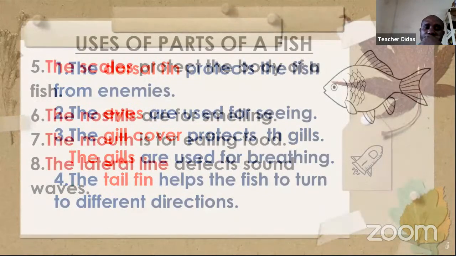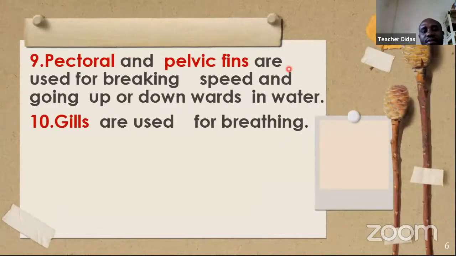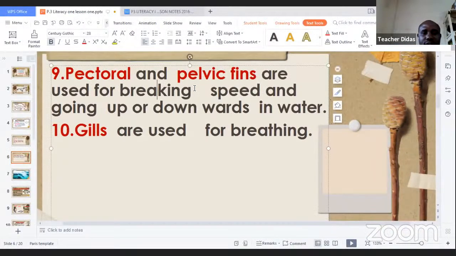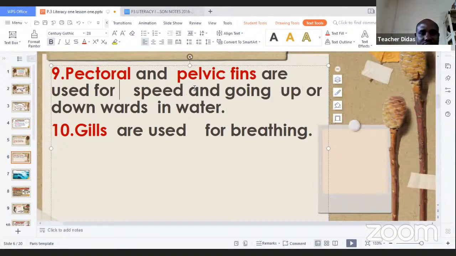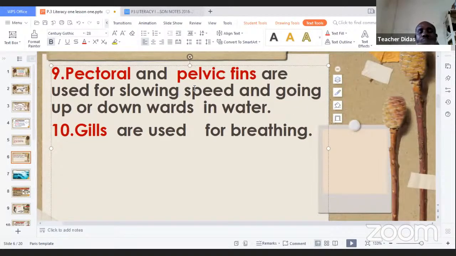The nostrils are for smelling food. Then the mouth, simple, for eating. Then the lateral line, you have said, is for detecting sound waves, or what we can say, danger. The pectoral and the pelvic fins, I said, they are used for blinking. Okay, for slowing. I have to change this one here. It is used for slowing down the speed. For slowing speed and going up and downwards in water, it uses those two fins.